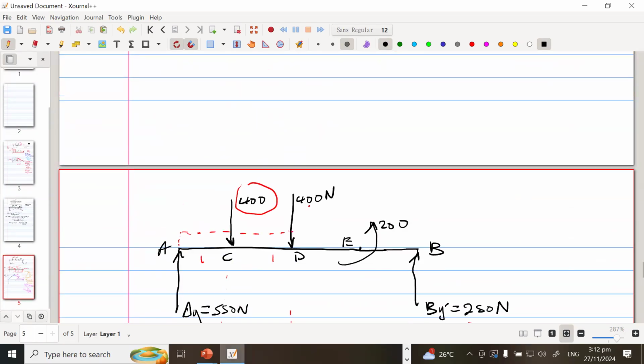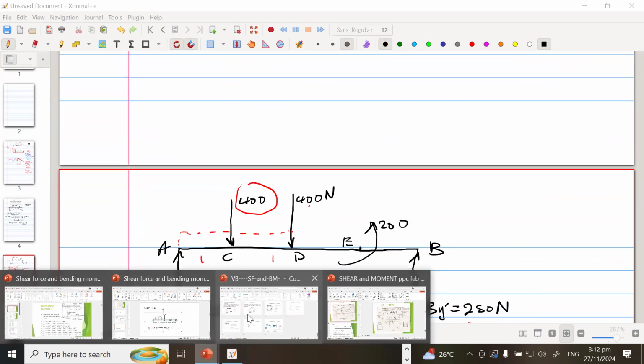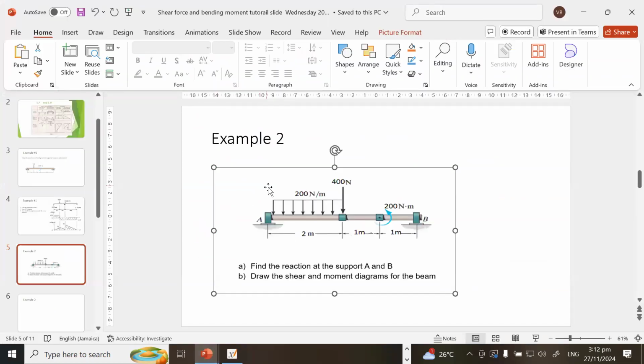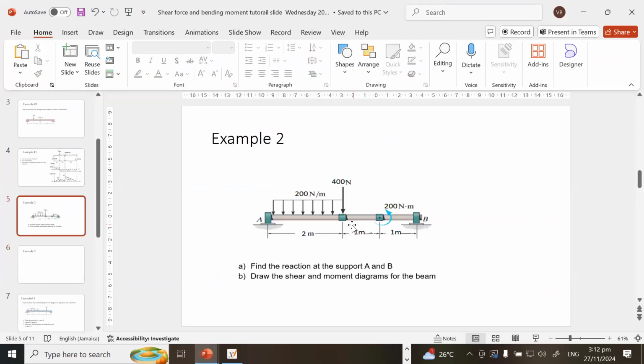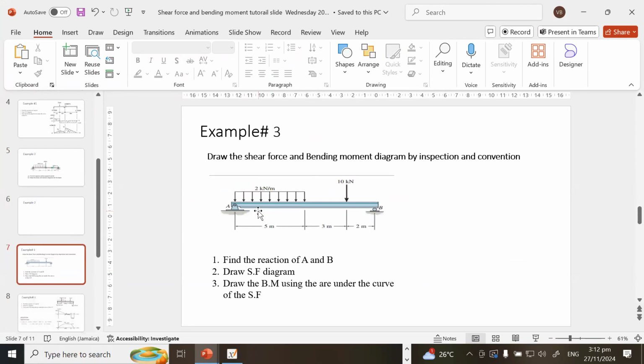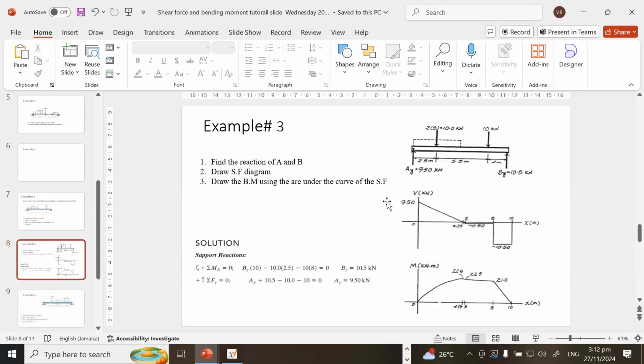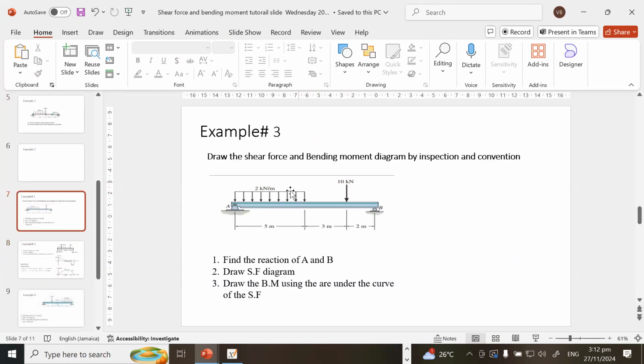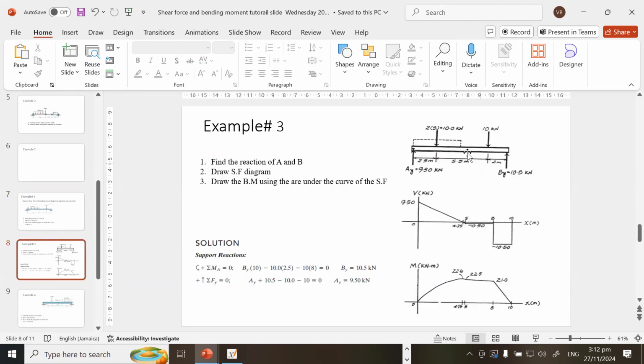In the PowerPoint slide that I would have been posting, I have a question. See it here. It says draw the shear force and bending moment. That is it. So this alone is 20 marks, and that is one of the easiest questions on the paper. This one doesn't have any moment on it, and it's even easier. So all you do is convert it to a point load immediately.